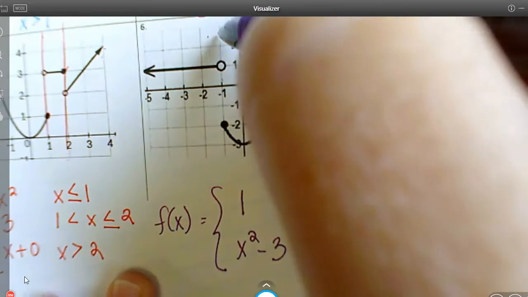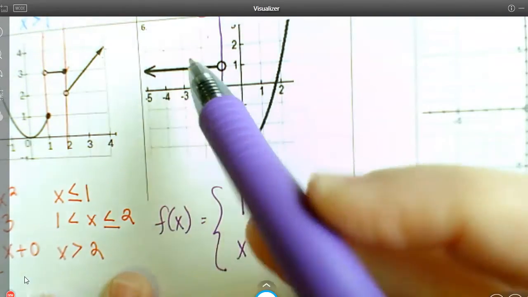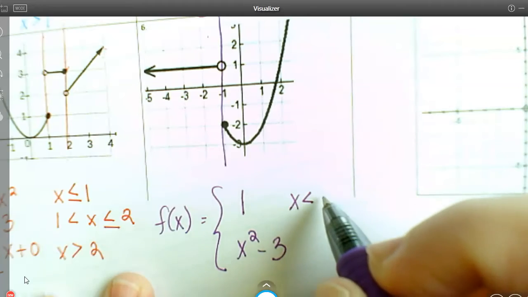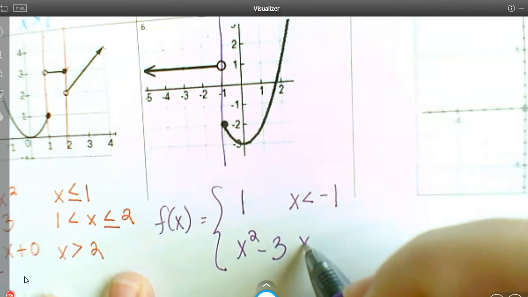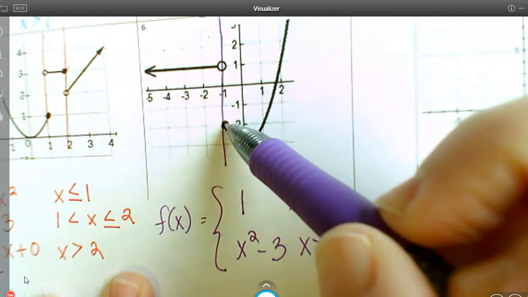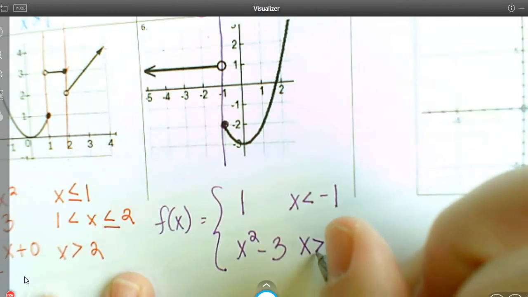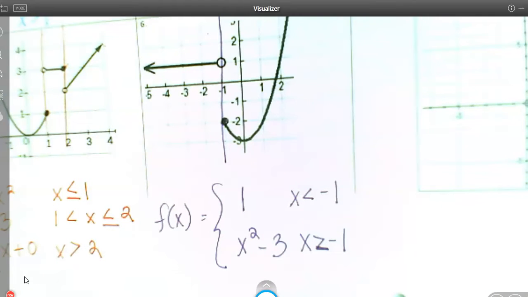Alright, negative 1 is the place it changes. And this part's to the left. So less than negative 1 will be that first part. Greater than negative 1 would be the second part. And wherever the equals is based on whatever that solid dot is, and it's included on that one. So there's the answer on that one.